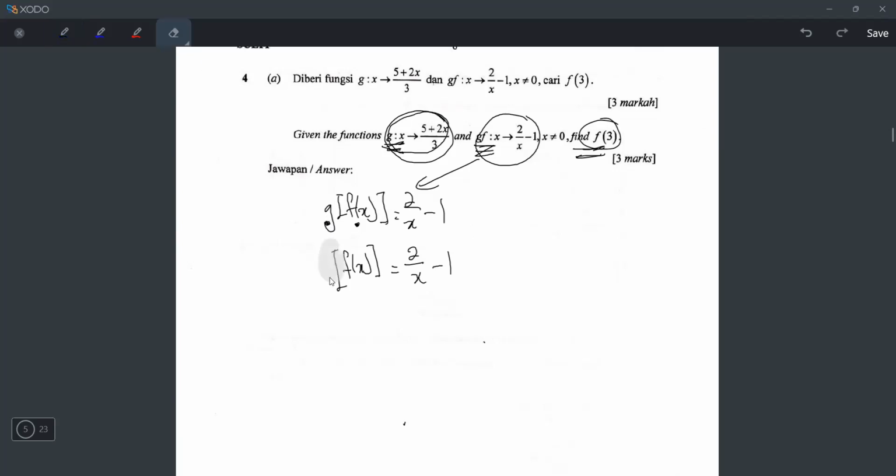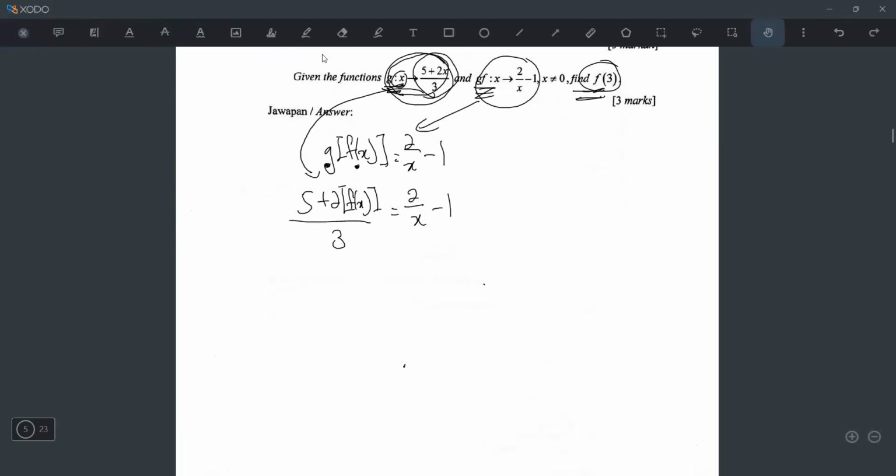Because if inside there is none, it means outside must have one. So outside there is the G. And this is also function G, which means I can copy this inside here: 5 plus 2x divide 3. But of course, I have to be careful. I cannot write x here. I have to write fx here, because my x here is already replaced with the whole fx. So the x here also has to change to fx.